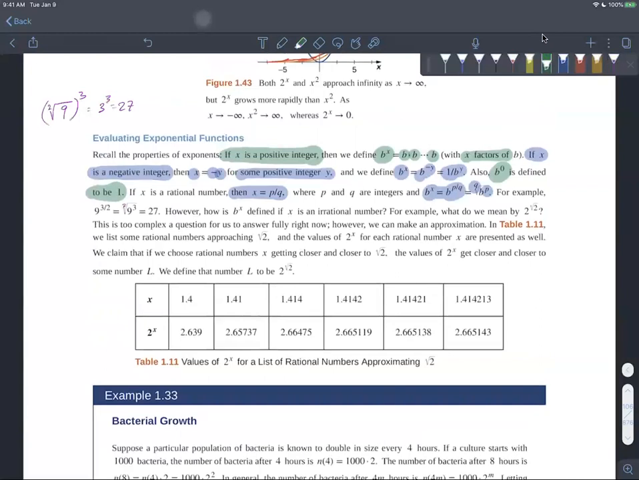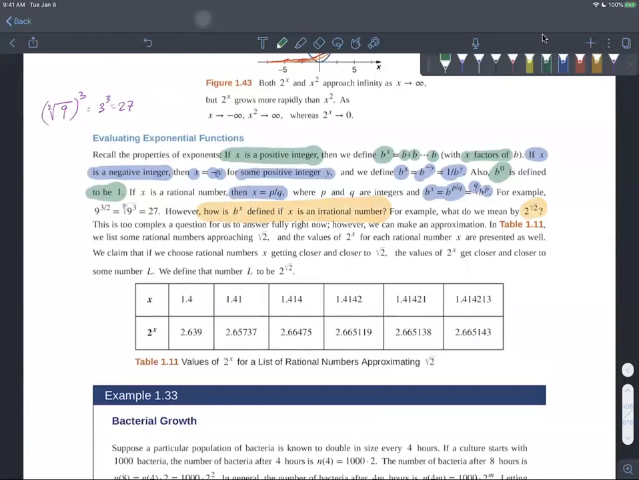We get into a bit of a more complicated question here. It says, how is b to the x defined if x is an irrational number? For example, what do we mean by 2 raised to the square root of 2? It says this is too complex a question for us to fully answer right now. However, we can make an approximation. So we can approximate the square root of 2.